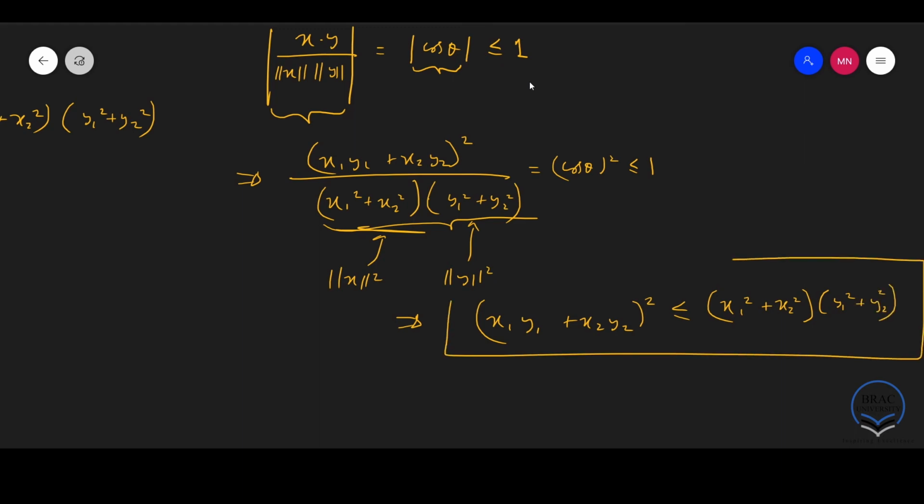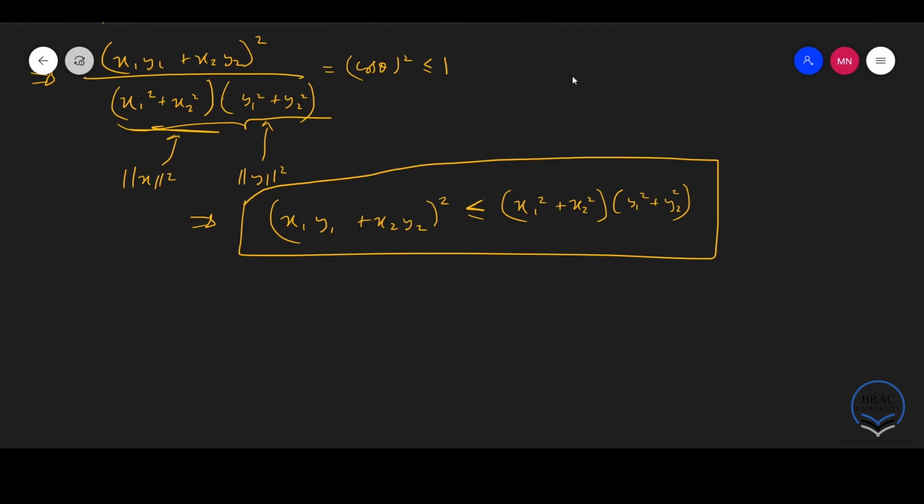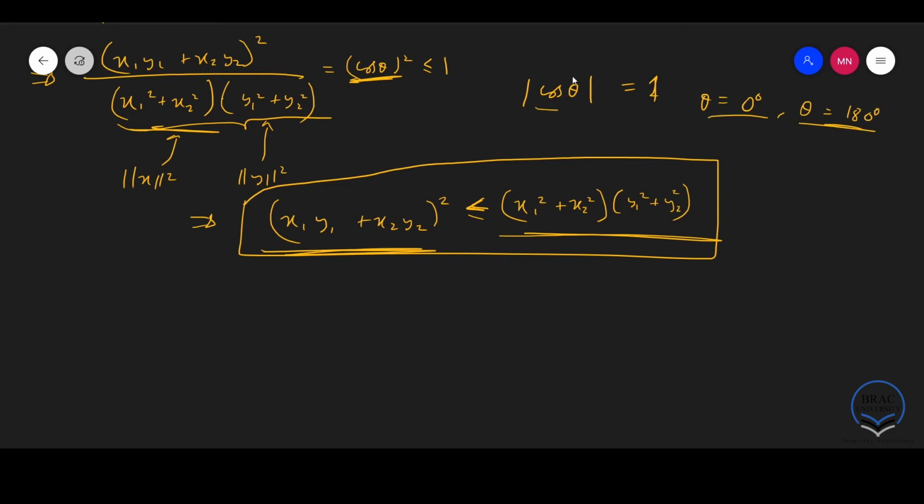So what we have done is we have just proven the inequality that we were given using the dot product of two vectors. When does the equality hold for this? So when is my left hand side and the right hand side equal? This is equal when cosine of theta must be equal to 1, when the magnitude of cosine of theta is equal to 1. And when is this equal to 1? This is equal to 1 when theta is either 0 degrees or theta is equal to 180 degrees, right? For these angles, cosine will be equal to 1.